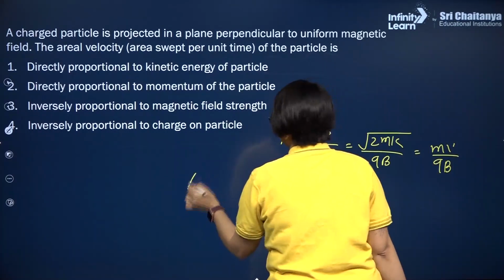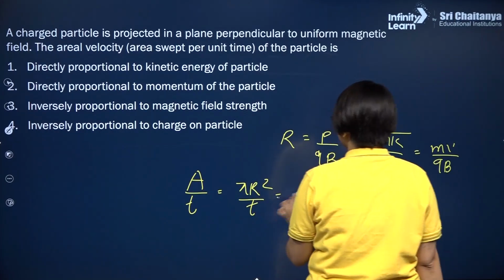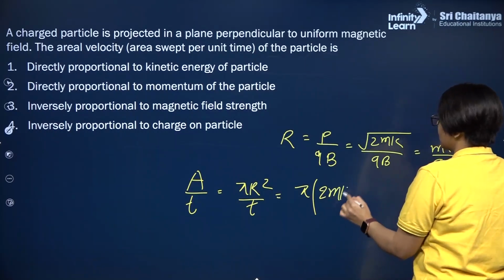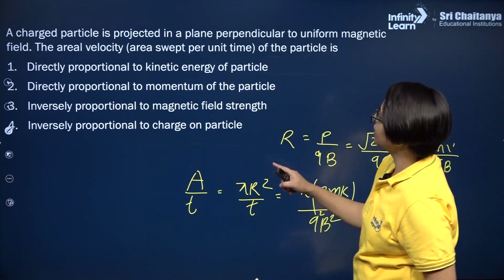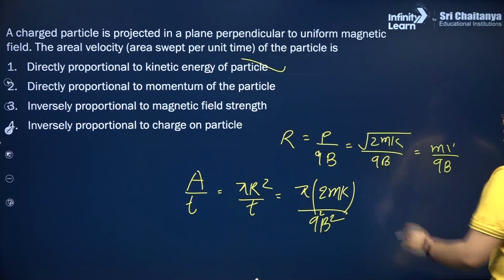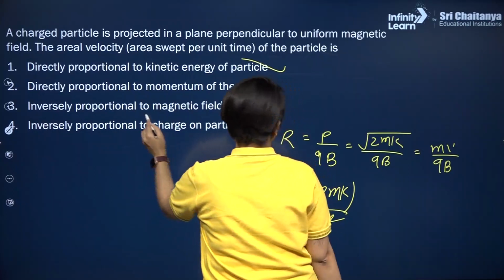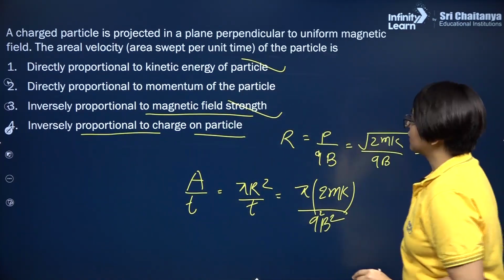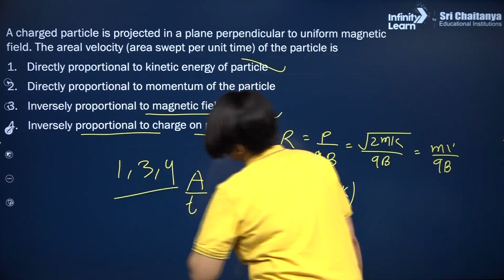So area swept per unit time will be pi r square upon t. So it is pi, I am putting the value of r, 2 mK upon q square into B square. So it is directly proportional to the kinetic energy of the particle. It is directly proportional to the momentum? No, it is directly proportional to the square of the momentum of the particle. Inversely proportional to magnetic field strength, yes, and it is inversely proportional to charge on the particle, yes. So correct answers are 1, 3 and 4.